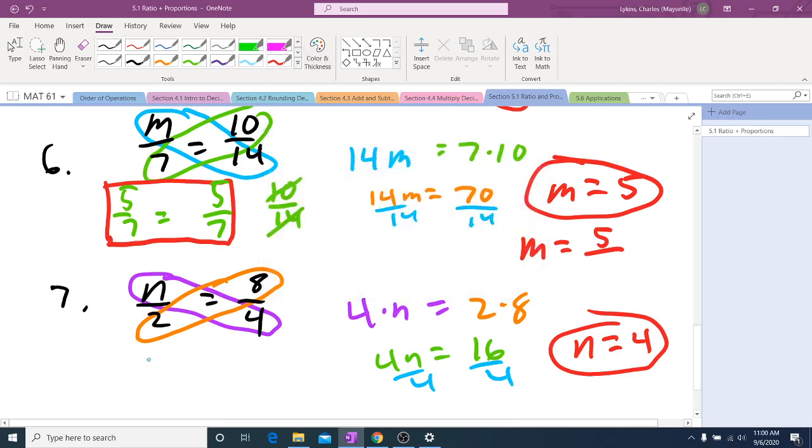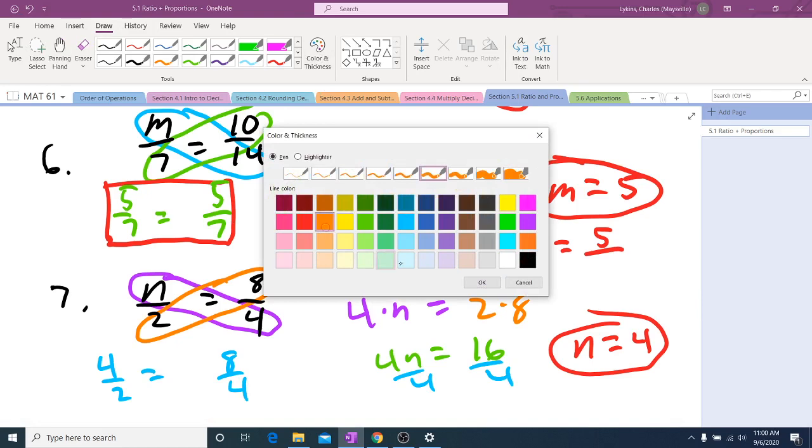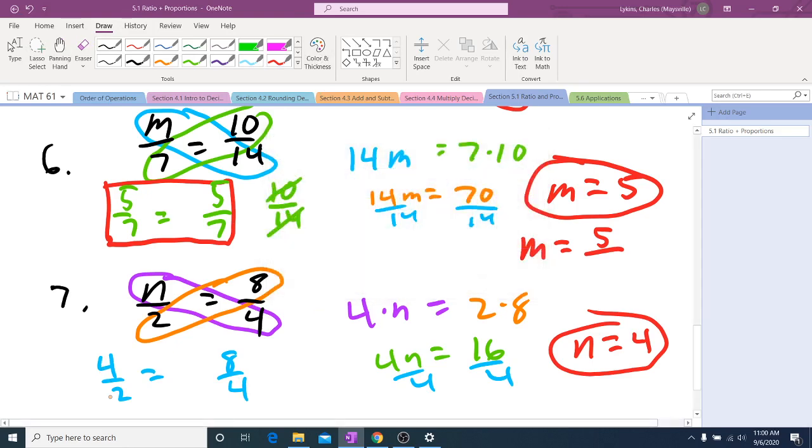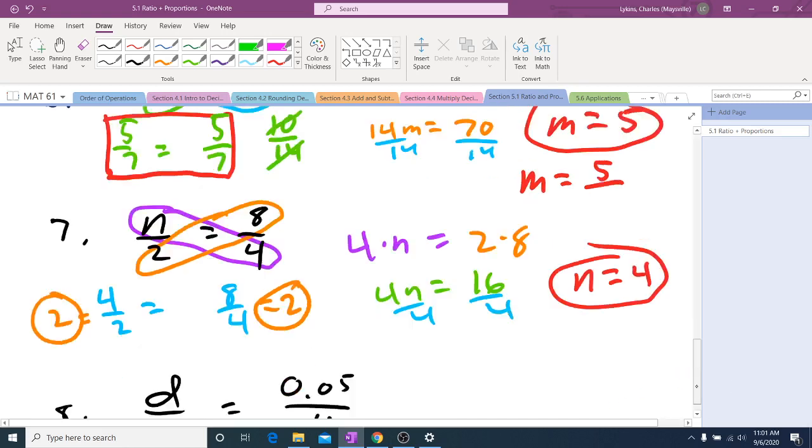Take a look at your 4 for number 7 for your answer. 4 over 2 equals 8 over 4. So 4 over 2 is 2. 8 over 4 is 2. Those equal each other. So that is correct.